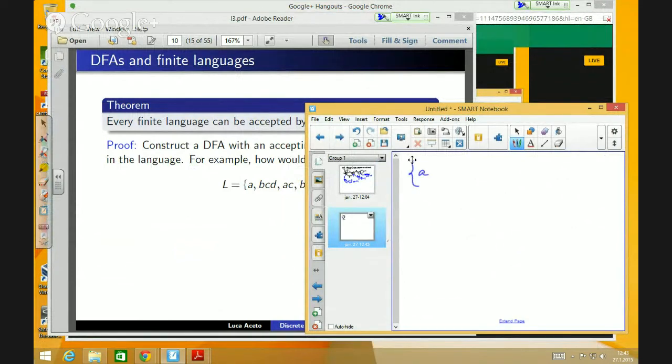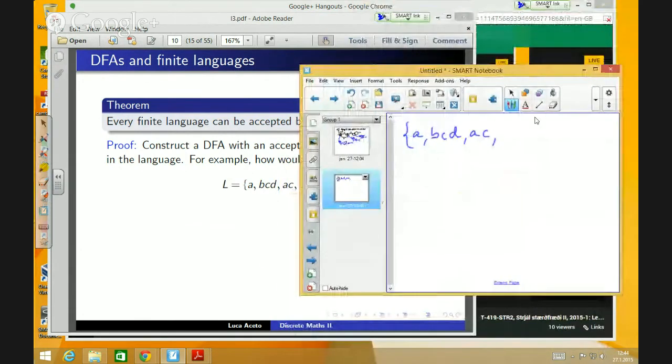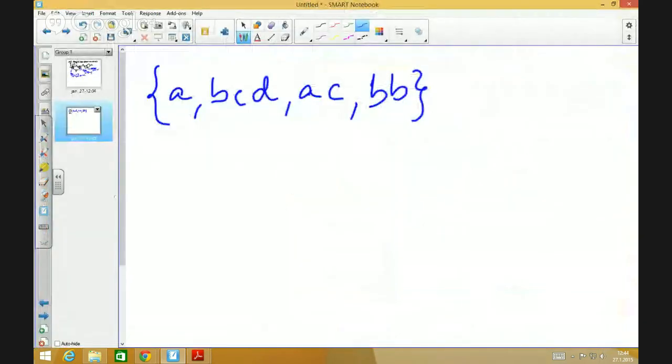Let me copy here the language so that we have it for visual memory. I have AC, and the 4th string was BB, Brigitte Bardot. Okay, so ladies and gentlemen, lo and behold, you at home stop the recording, do it. We in the lecture room are also doing this. Come up with a DFA that only accepts these 4 strings.